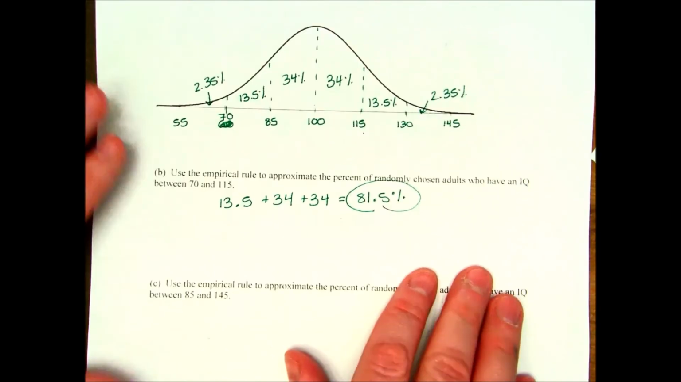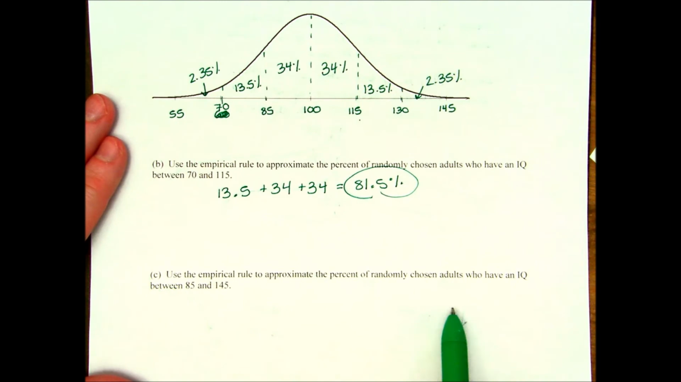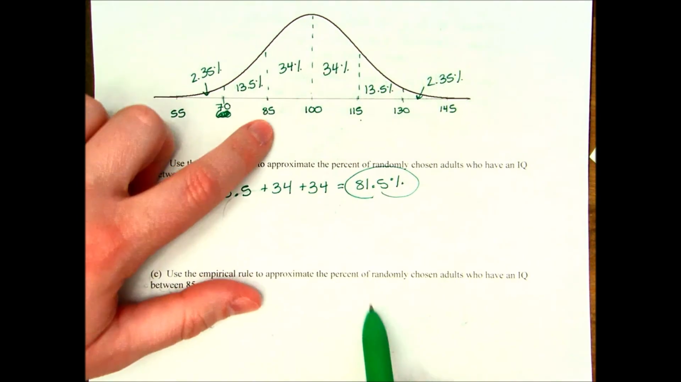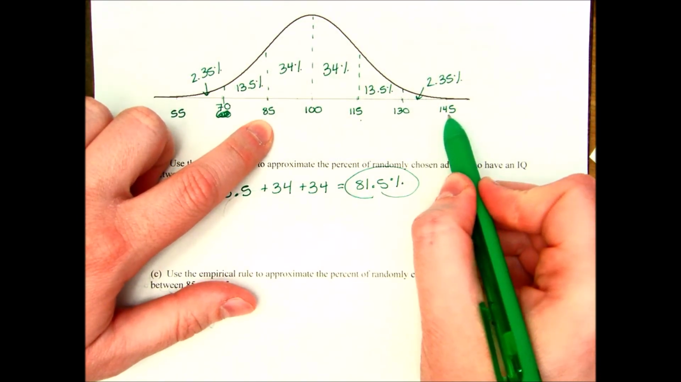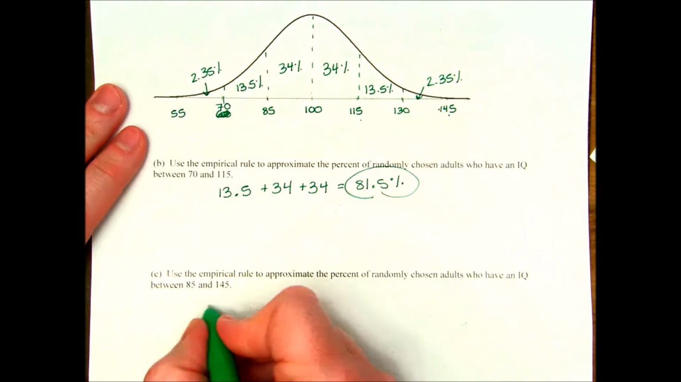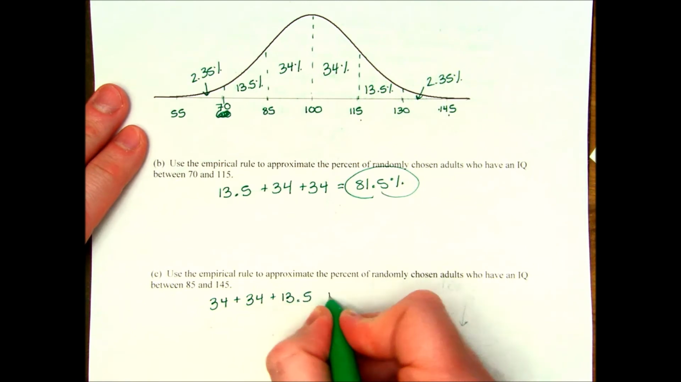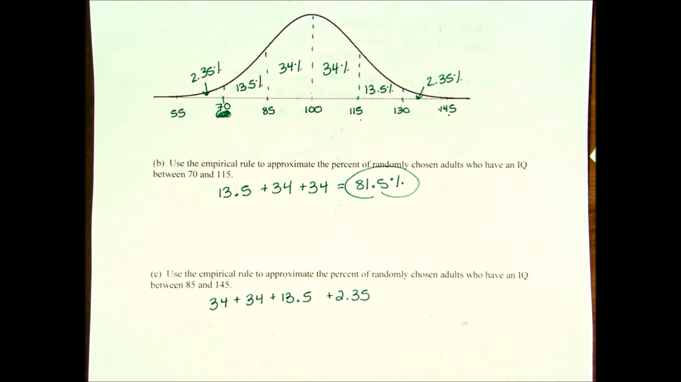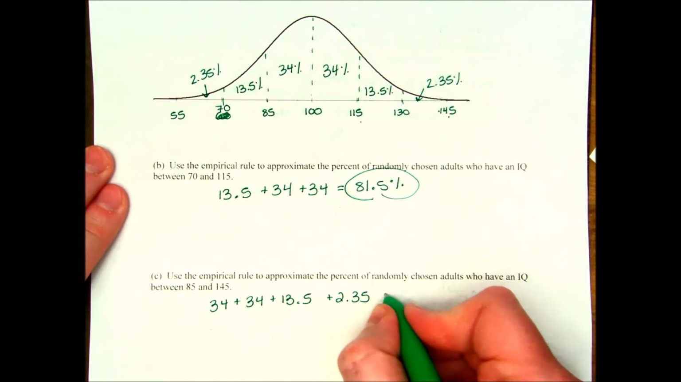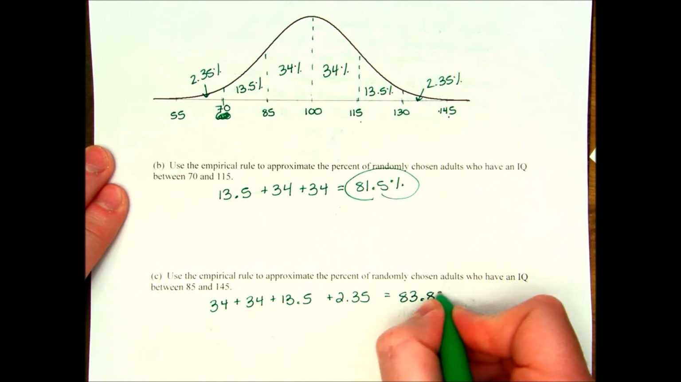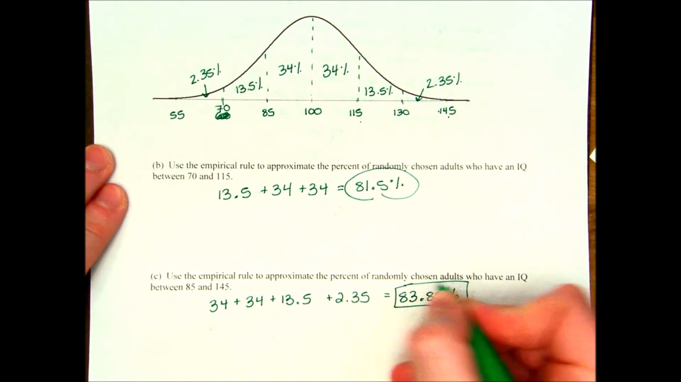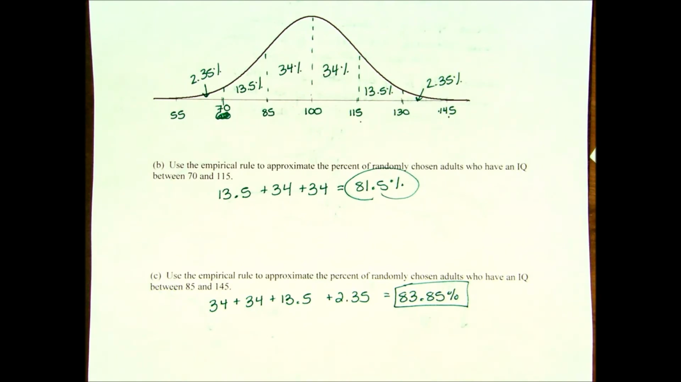Letter C. I want to use this empirical rule to approximate the percent of adults with an IQ between 85 and 145. Well, 85 is here. 145 is over here, so I'm going to add up these 1, 2, 3, 4 regions. I'm going to say 34% and another 34%, 13.5%, and 2.35%. Again, go to the calculator and you should be getting about 83.85%, and this is our prediction about the entire population. Out of all adults, we can predict about 83.85% of them have an IQ between 85 and 145.